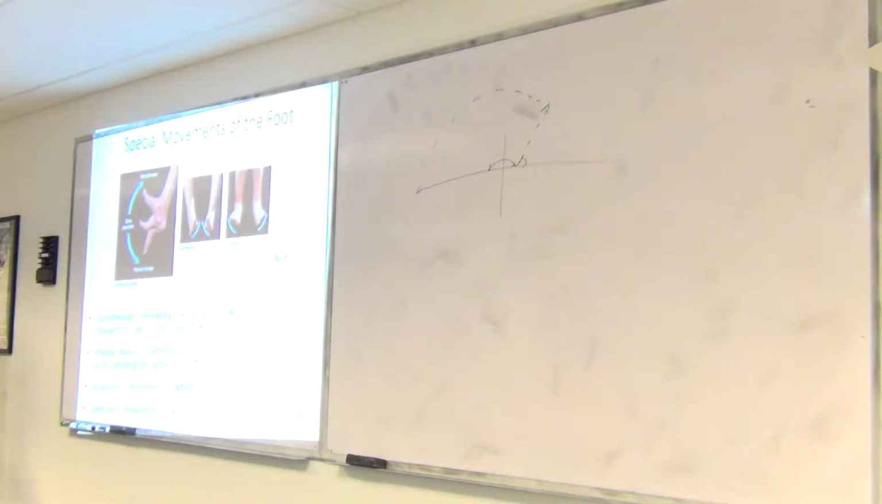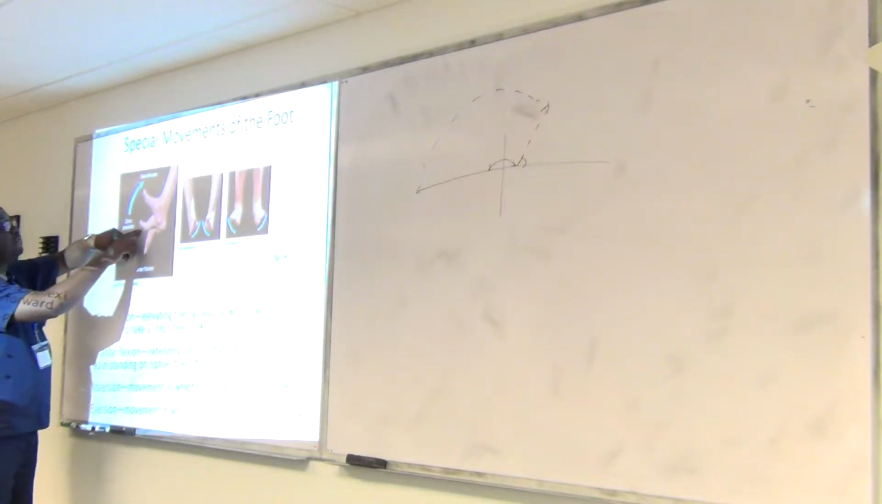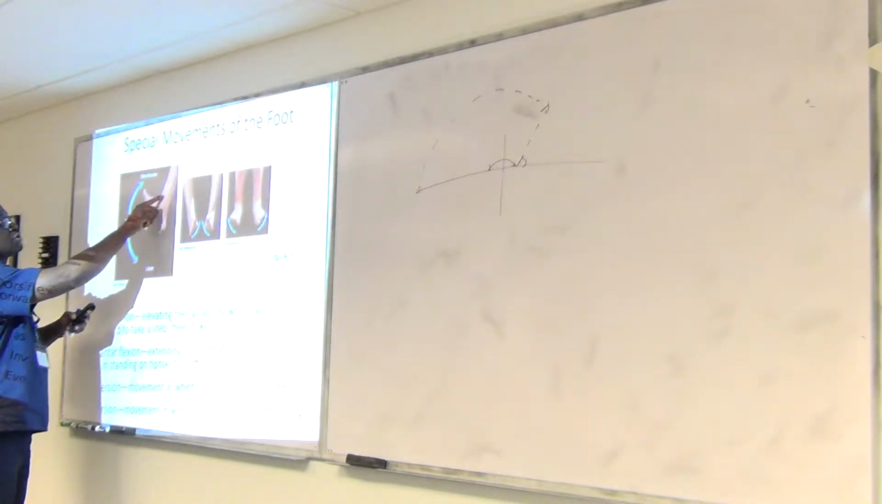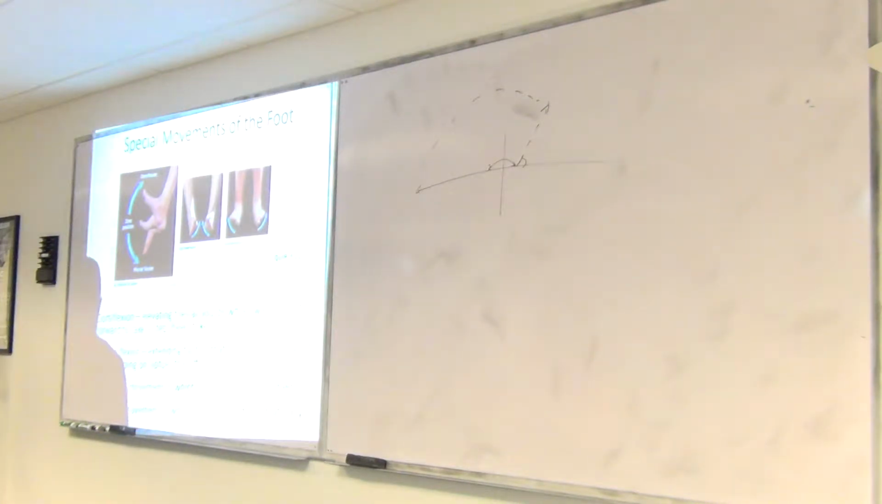Okay. All right. The dorsiflexion and plantar flexion. The foot is on a straight line. When you raise it to decrease the angle of the ankle, you are dorsiflexing. Let's say this is the foot. This is the superior surface that we're seeing, and this is the posterior surface. When you flex this way, that's dorsiflexion. Bring it back to zero position. Plantar flexion.